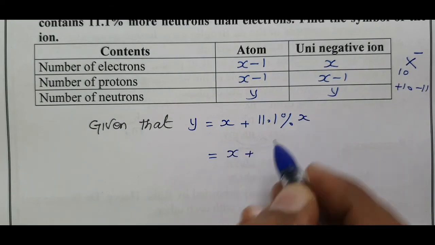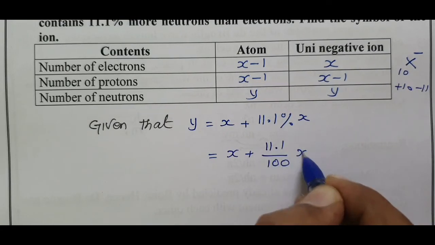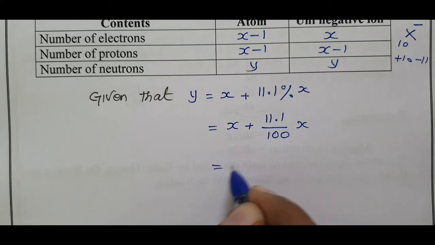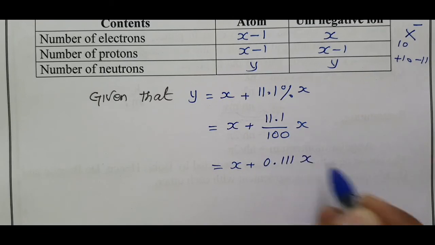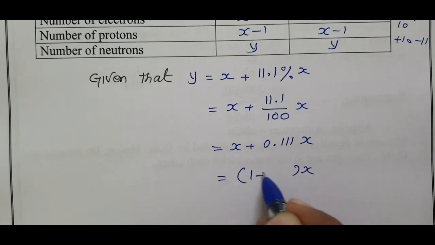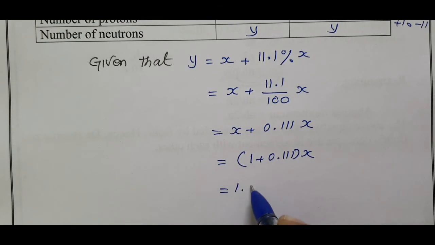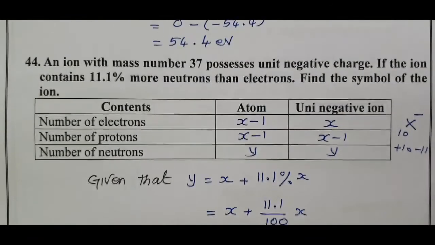X plus 11.1% means 11.1 divided by 100 into X. That is equal to X plus 0.111 X. When you take X as common, here you have 1 plus 0.111, that is equal to 1.111 X, which is the number of neutrons. So, Y equals 1.111 X. Remember this.